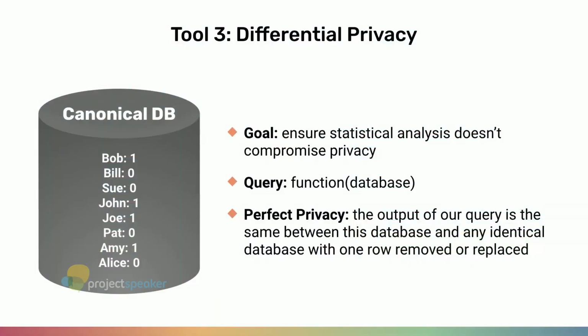If I could prove that for everyone in the database, by removing them or swapping them with someone else, this output wouldn't change, then I know that the output of my function doesn't depend on any specific individual. Now, it turns out there aren't that many functions that satisfy this very nice property. But this intuitive notion of what perfect privacy would be, like how we can query a database and perhaps get back some kind of result without divulging any private information, is very powerful.